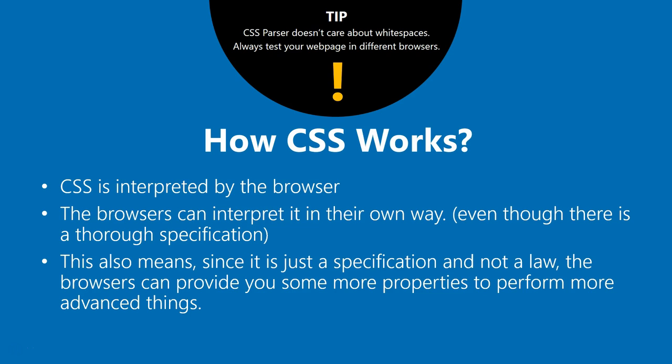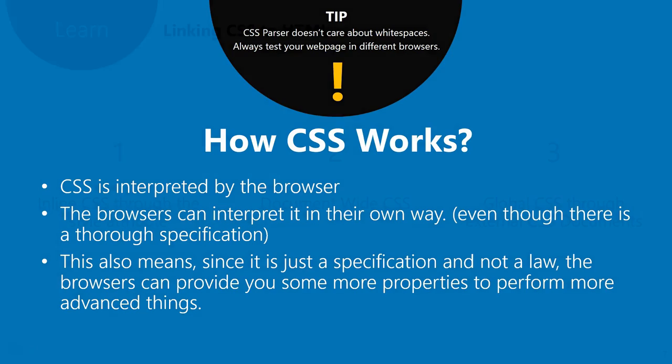Having said that, you can always have some checks which can fall through. So for example, if you have used an advanced property to run on some advanced browser, you can always have a second option listed, so that if that doesn't work, the other option works in some other browsers. So programmatically you can adjust your web pages.